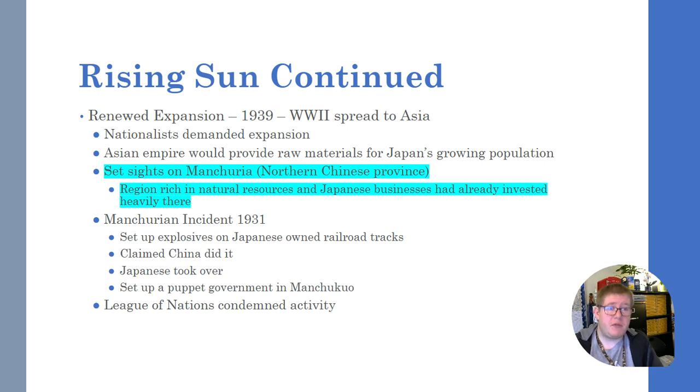In 1931, we'll have the Manchurian Incident, where they're going to set up explosives on Japanese-owned railroad tracks and claim that China did it. So the Japanese had a reason to take over, and then, by extension, set up a puppet government in Manchukuo. The League of Nations will heavily condemn this activity, but don't do anything else beyond that. If you remember, the League of Nations is extremely weak.